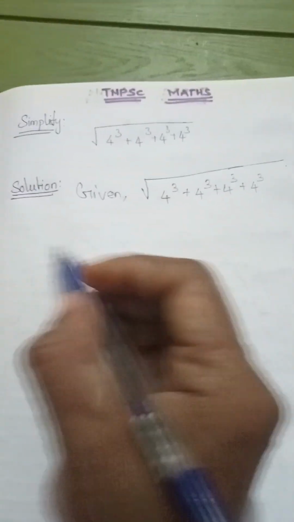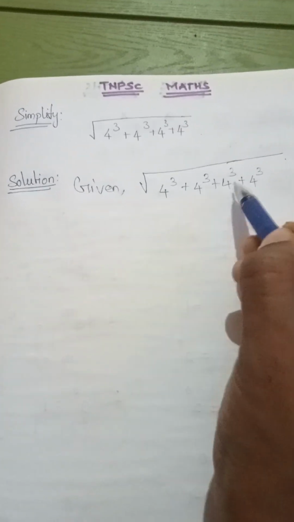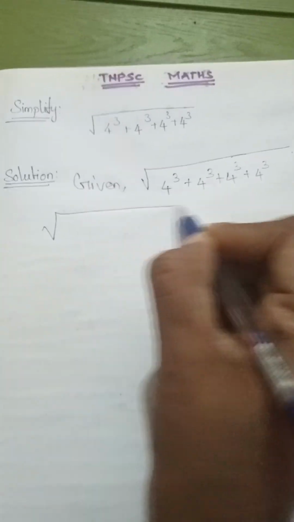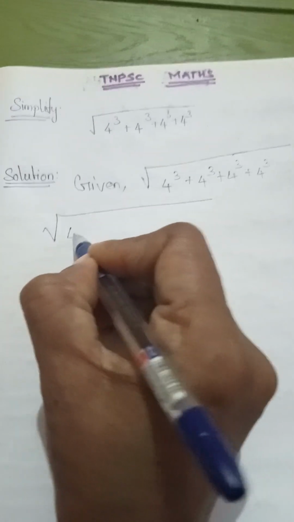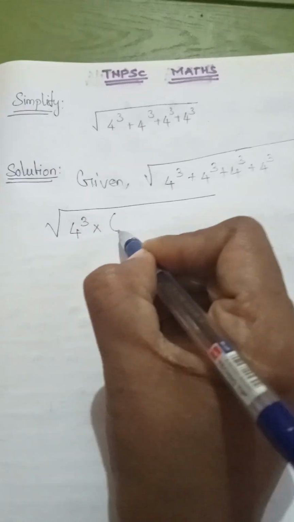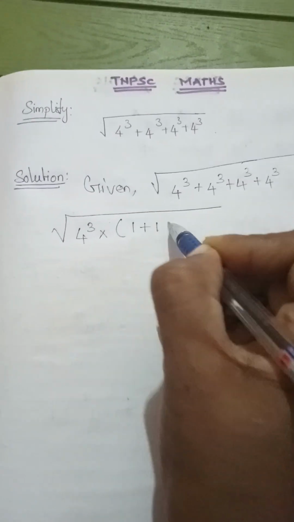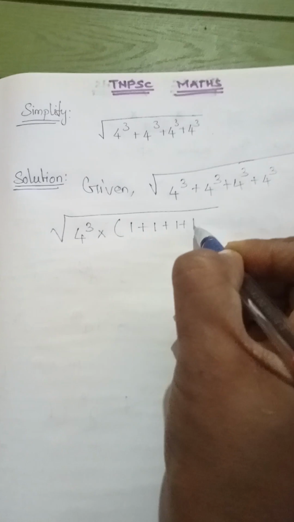Okay. So next step, this 4 cube is common for all. So you can take it outside; inside the square root only, you can take the common term outside. So square root of 4 cube is common, into the remainder, 1 plus 1 plus 1 plus 1.